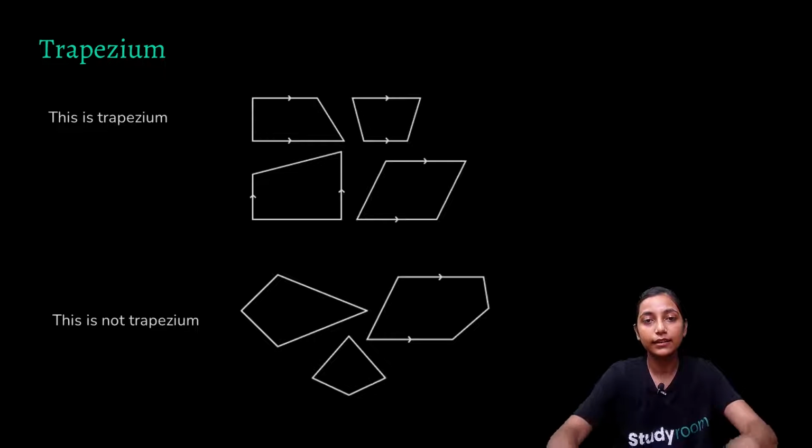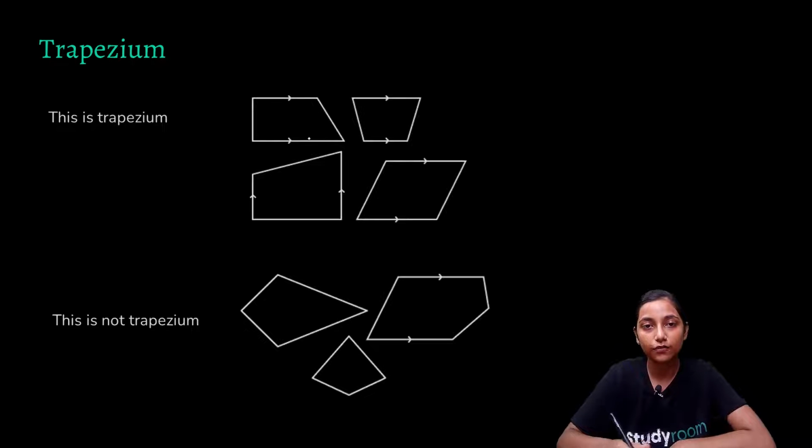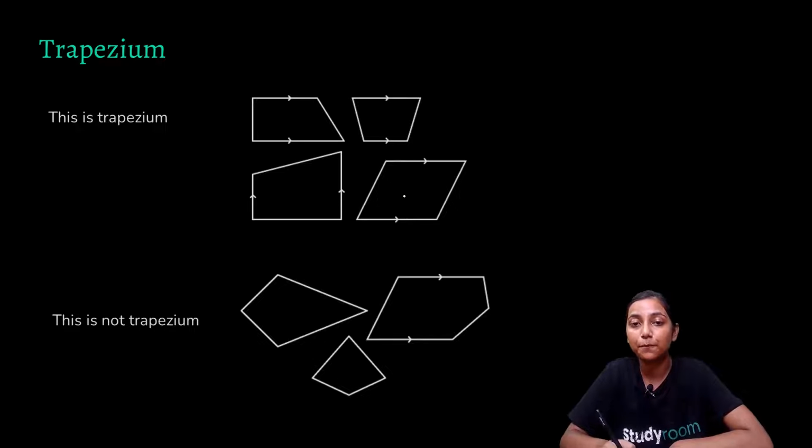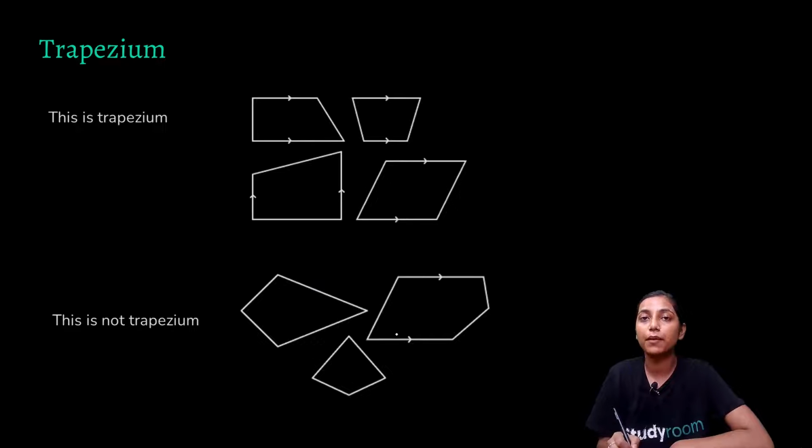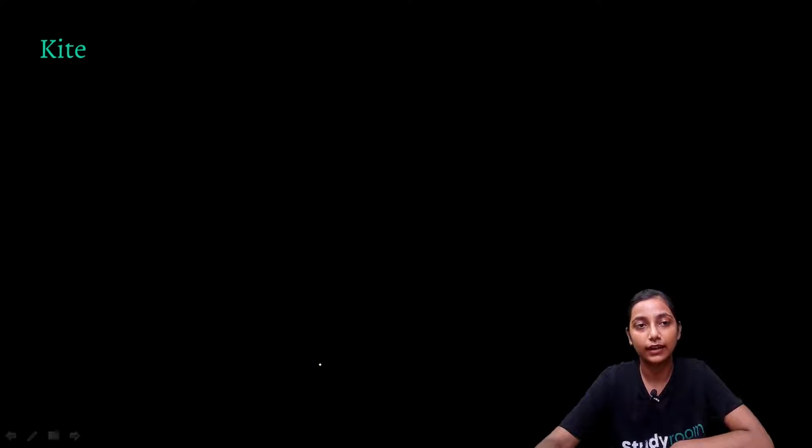You can see that we have given some figures and all of these are trapeziums. These four figures are going to be trapeziums because we have a pair of parallel sides in each of them. While these are not trapeziums. Why? Because in these we do not have pairs of parallel sides.